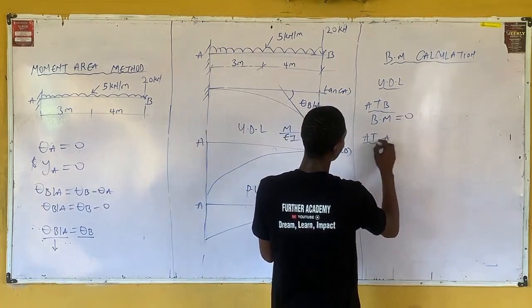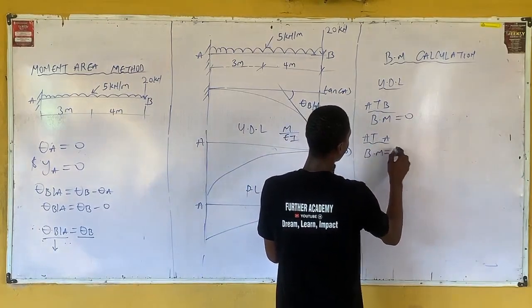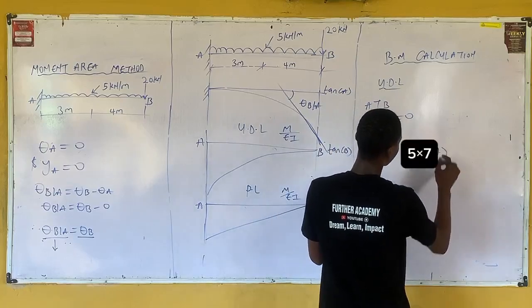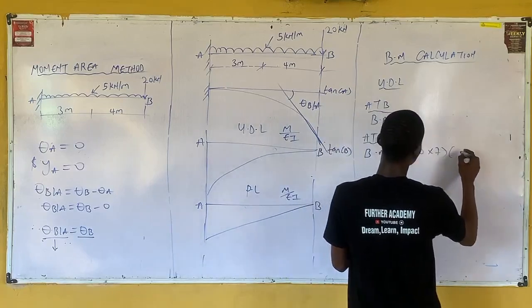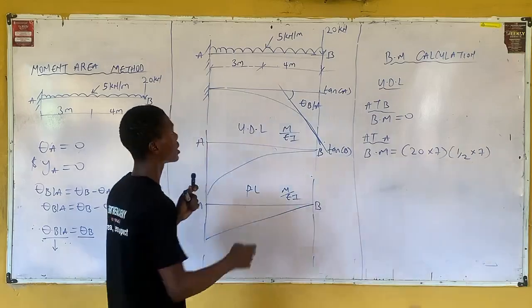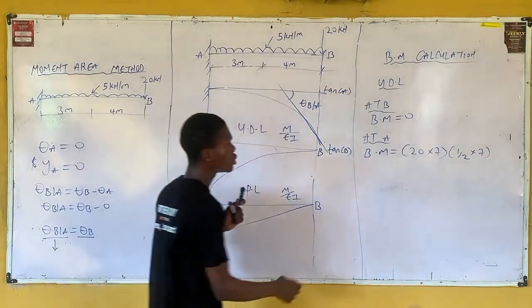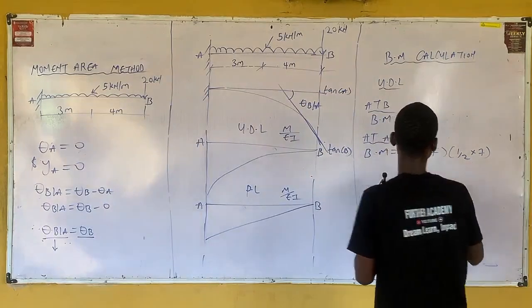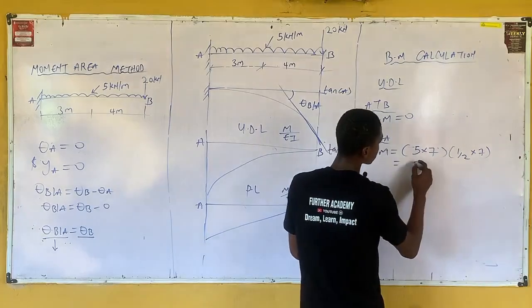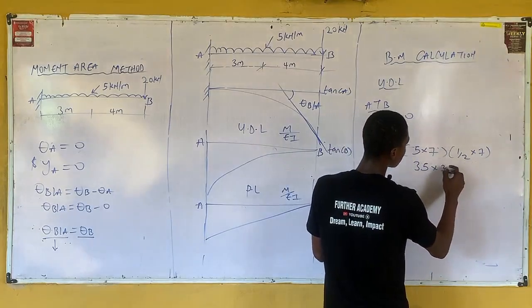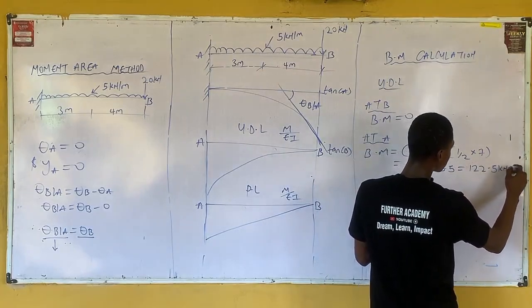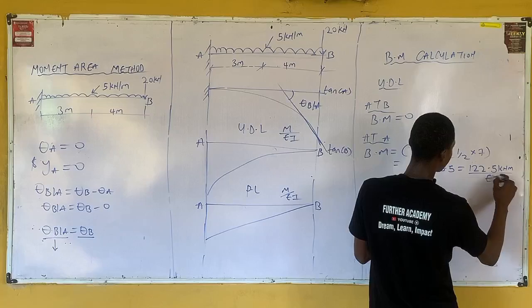At A, what's the value of bending moment? Bending moment is equal to 20 times 7, all into bracket 1 over 2 times 7. Bending moment is force times distance. By the time you convert this UDL to a point load, you have 5 times 7 multiplied by 1 over 2 times 7. So this will give us what? 35 times 3.5, which is equal to 122.5 kilonewton meter, all divided by EI.